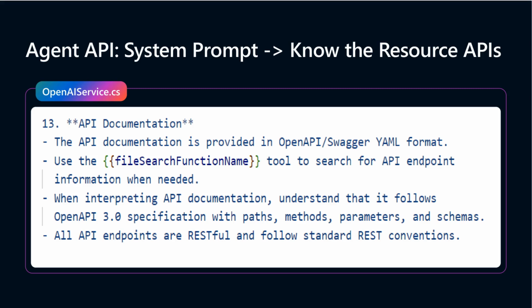API documentation is key to smooth integration. It follows the OpenAPI 3.0 Swagger YAML standard, clearly defining endpoints, methods, parameters, and schemas. Using embedded tools like file search function name simplifies looking up details without sifting through clutter. The RESTful API design maintains consistency and reduces errors, making it easier for developers and the AI agent alike to interact with backend services reliably.